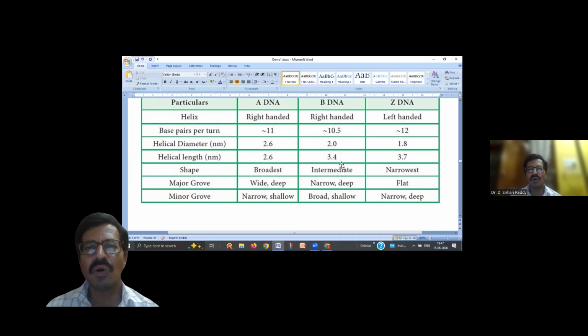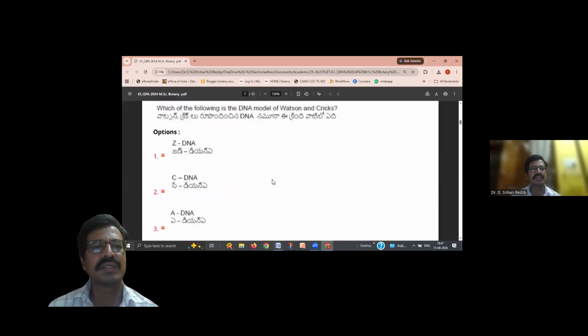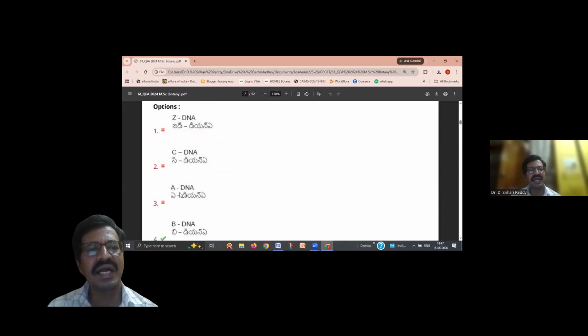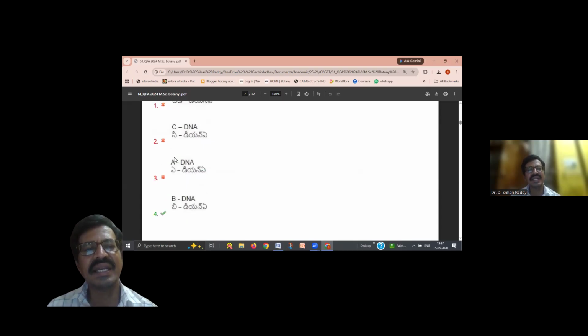So what is the right answer? Which of the following is the DNA model of Watson and Crick? That is B-DNA. This is the normal DNA we find in most organisms. Later they found A-DNA and Z-DNA. Z-DNA is a left-handed structure, so it is not the one, and A-DNA is a right-handed structure.